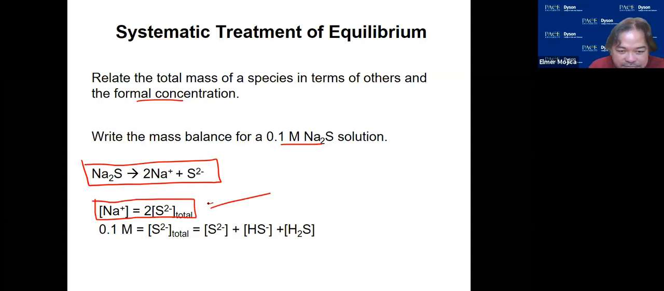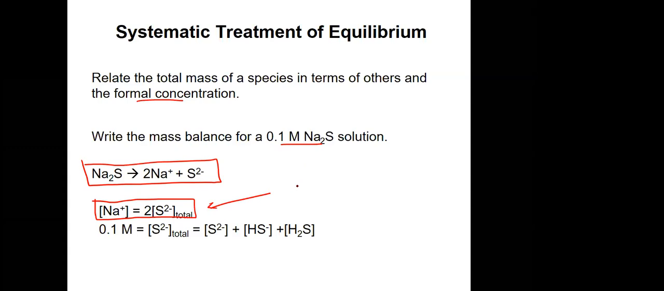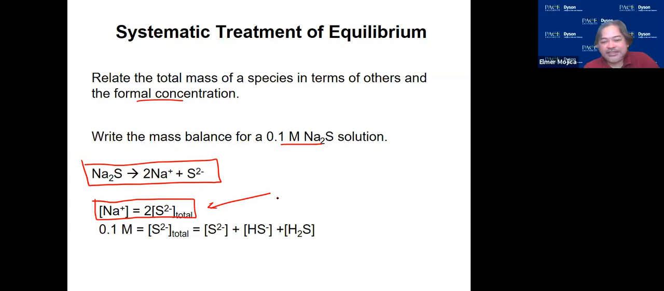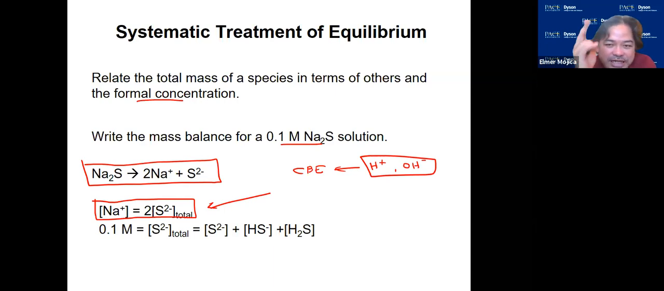This is your what? CBE. Okay. You cannot say that's your CBE. Why? Because you don't have this species. Remember, you only have one CBE, but you have several MBE. So this is the MBE for this specific species. Okay? So for every concentration of your sodium plus, you have what? The total sulfide.